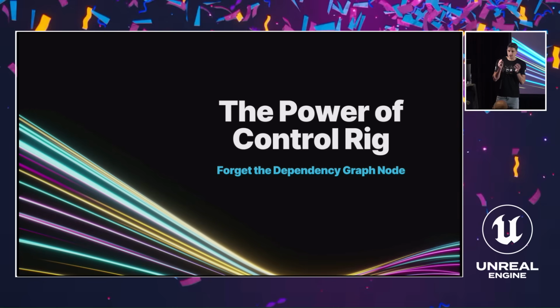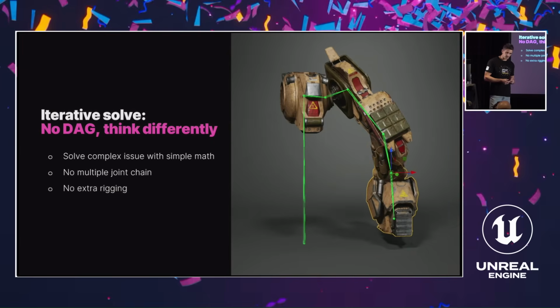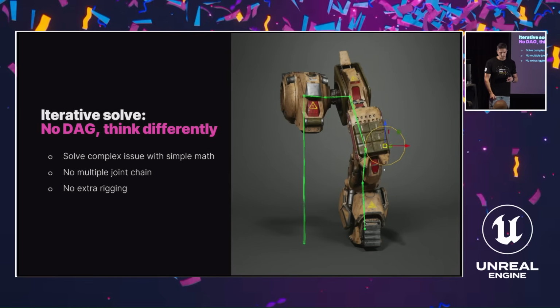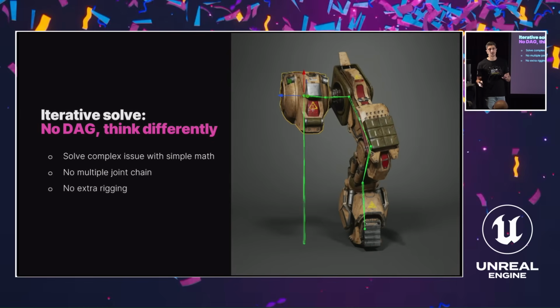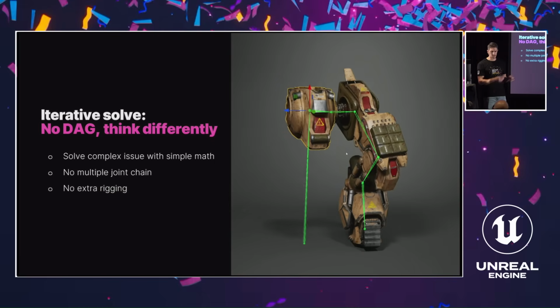All right, so the power of Control Rig and how to make those rigs amazing for your animators. As a rigger or a technical animator, we do have to think a little bit differently using Control Rig. And this starts by forgetting the dependency graph node. Control Rig is based on an event stack and not a dependency graph node, which basically unlocks tons of possibilities, all right? On LEGO Fortnite, we have quite a few creatures with off-plane limbs, which makes the IK solve quite interesting. I'll get to that in a second.